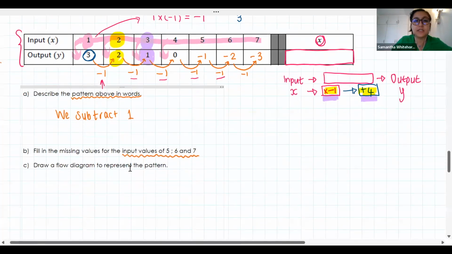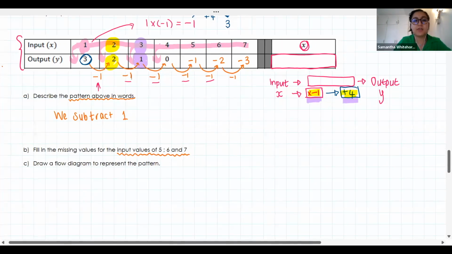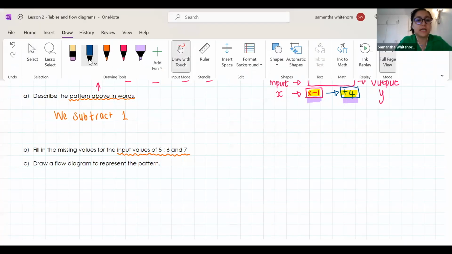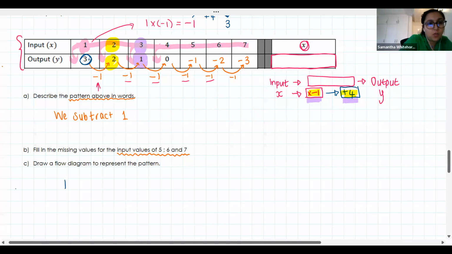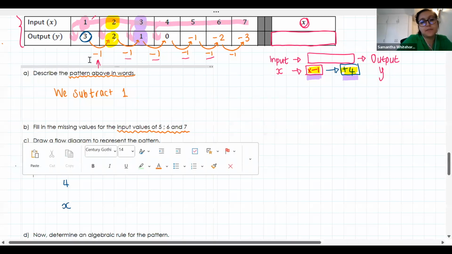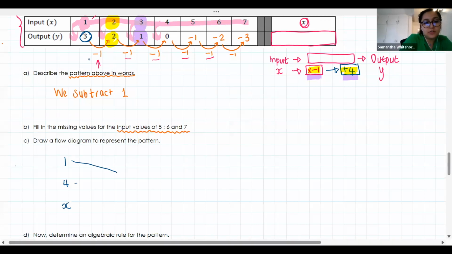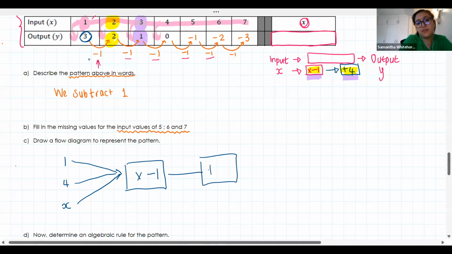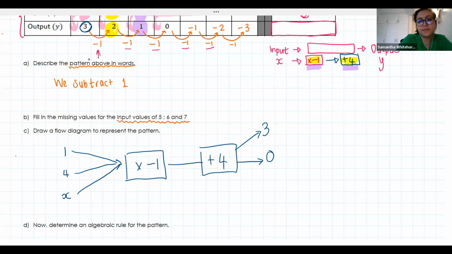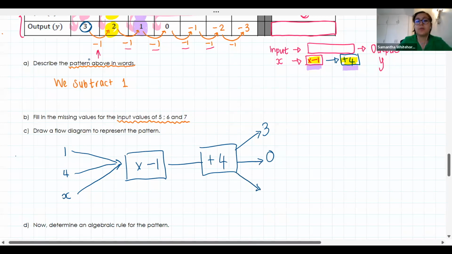Okay, so now you can see in question C, it's asking us to draw a flow diagram. So we're not going to use all of these input values because that's going to take too long. But let's say I took my input value of 1, 4, and then we'll put X at the end because that's quite useful for us. We know that all of these values have to go into our number machine. The first thing that needs to happen to them is that we need to times them by negative 1. And then we have to add 4. And that gives me my outputs of 3, of 0, and then when we get to x, this is now where we can start to describe a rule.